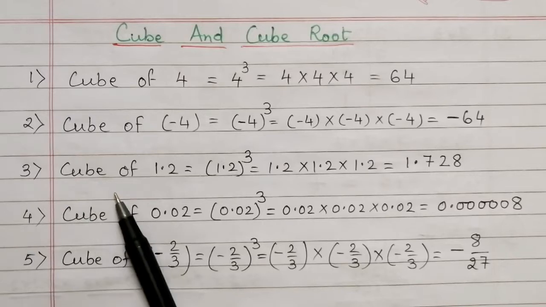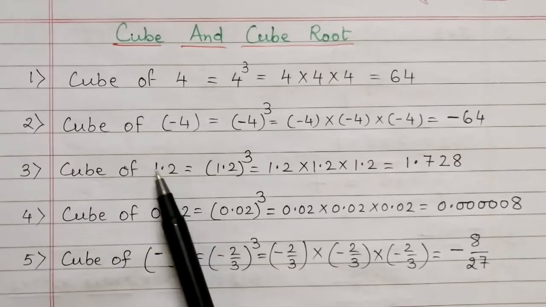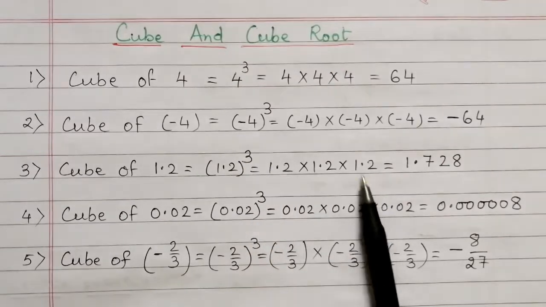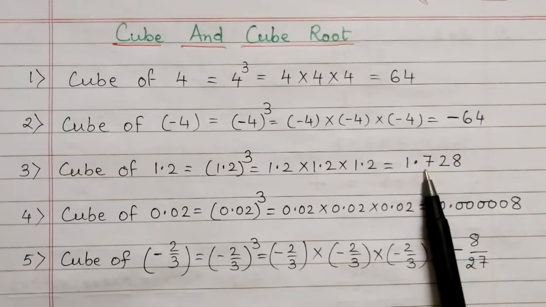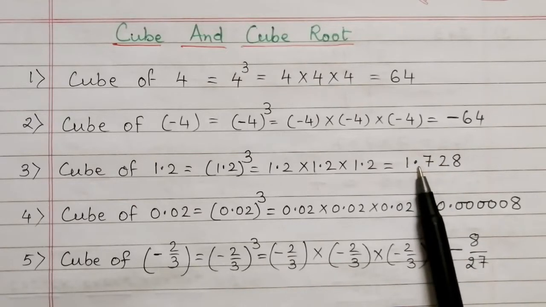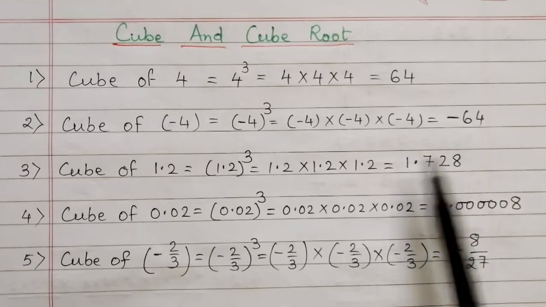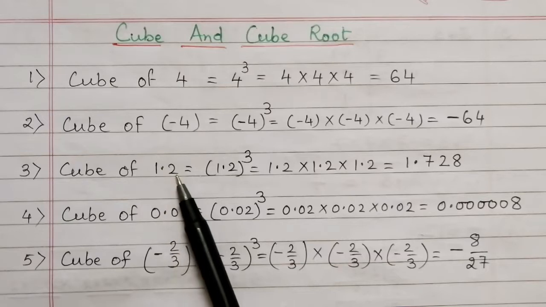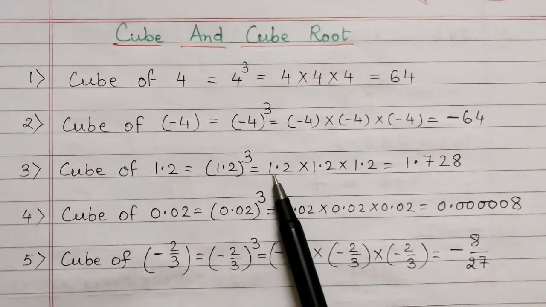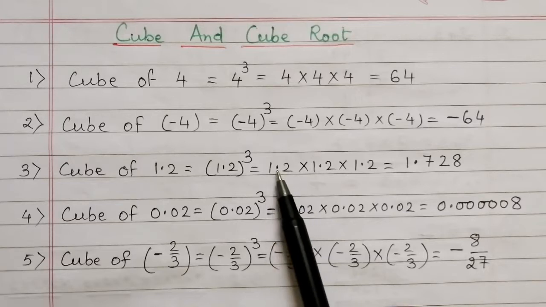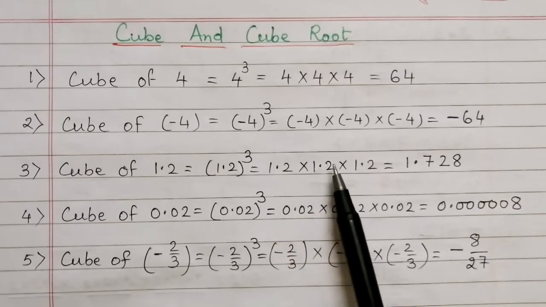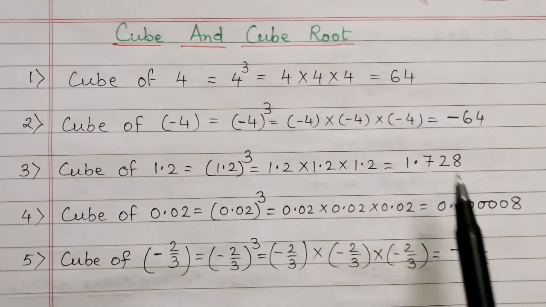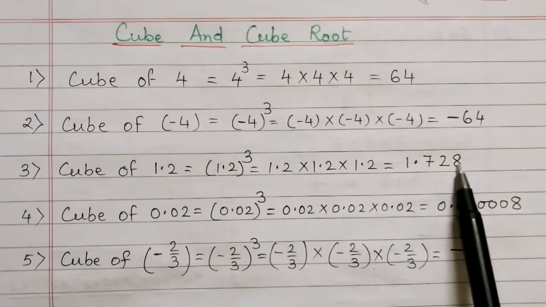Other example, cube of 1.2. Decimal number 1.2, its cube. So 1.2 multiplied 3 times. When we get the value, always after the decimal point there will be 3 digits. See why? Here in 1.2, after the decimal there is only 1 digit. So here total how many digits after decimal? Here after decimal 1, after decimal 1, after decimal 1. So in all there are 3 digits after decimal. So in the answer also after decimal there will be 3 digits.